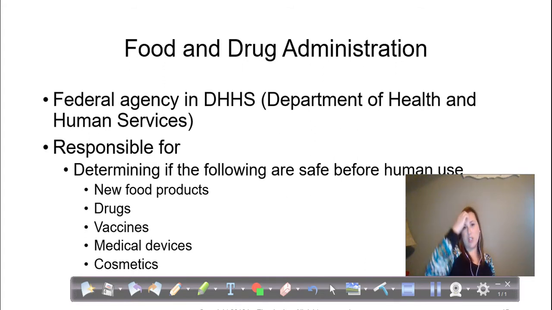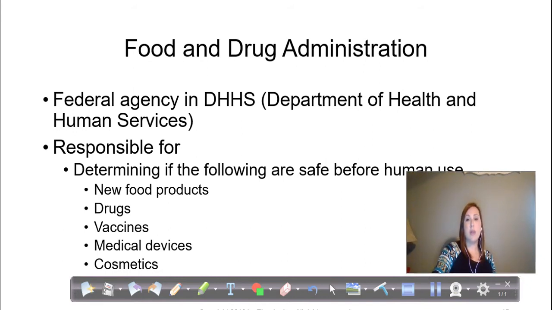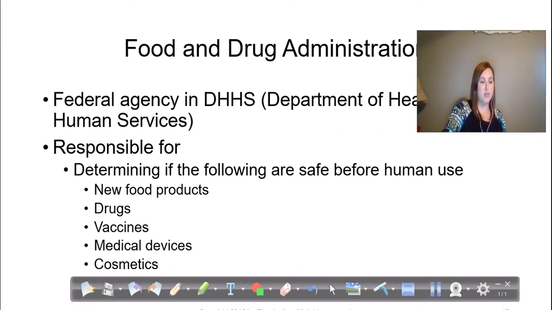So the Food and Drug Administration, that's a federal agency for the Department of Health and Human Services, and they're responsible for following medications and making sure that they're safe for human use. So any kind of new food, drug, a vaccine, any kind of medical device, like maybe a pacemaker, and cosmetics. A joint might be another example, like if someone gets a hip replacement or a knee replacement. And they follow these new devices and new vaccines, and they may recall them if they have been found to be harmful or defective.